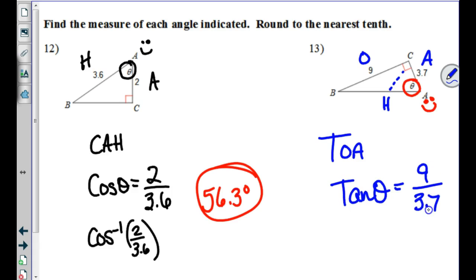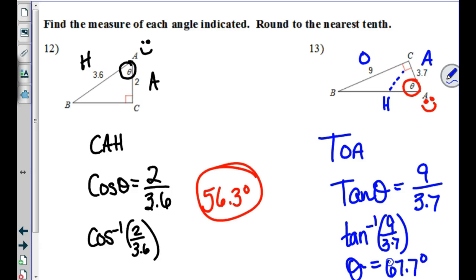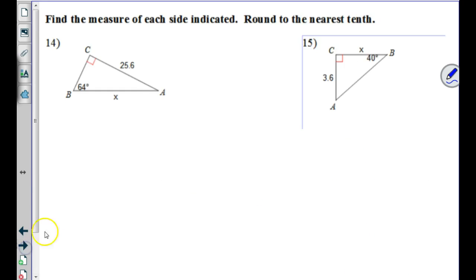Now this time there is a bigger number on top, so this value would come out more than 1, but we want the angle anyway, so we're going to undo the tangent and give me the angle. Somebody get an answer? Everybody agree? Anybody else get that? Okay. Good job. All right, same thing, but now we're talking about finding sides.